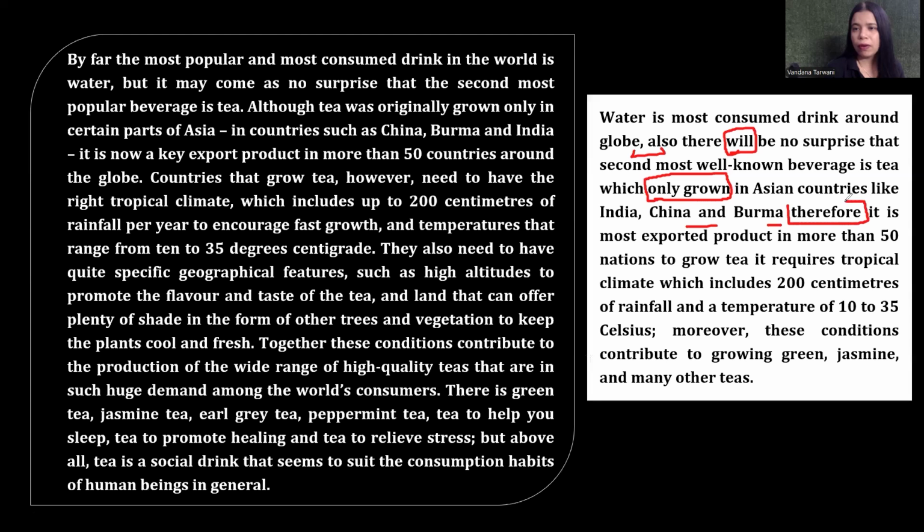Therefore, wrong linker, punctuation error. We don't need therefore here. The student says that tea used to grow in Asian countries, therefore it is the most exported product in more than 50 nations. No, it used to grow in Asian countries, but now it is the most exported product in more than 50 nations. And then once again, here we have punctuation errors.